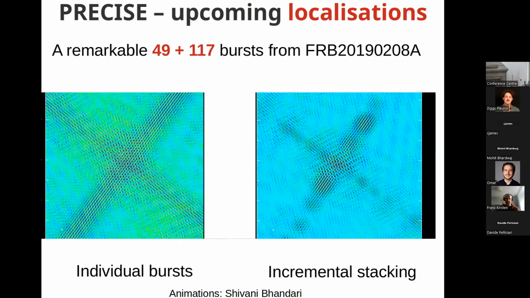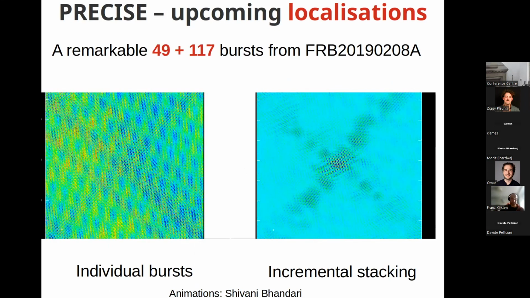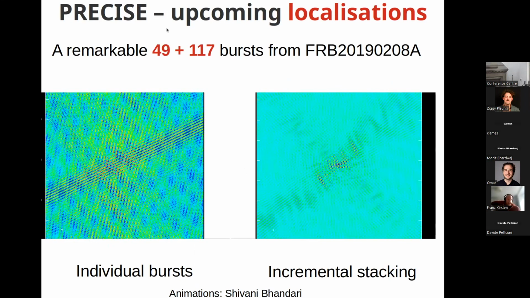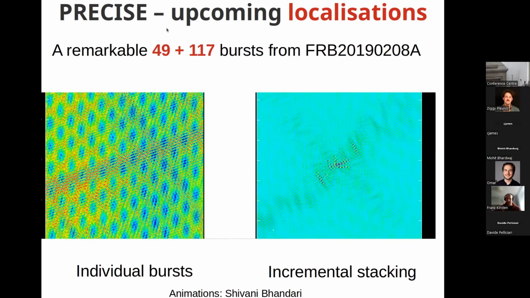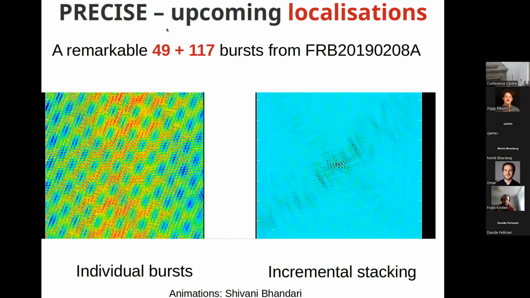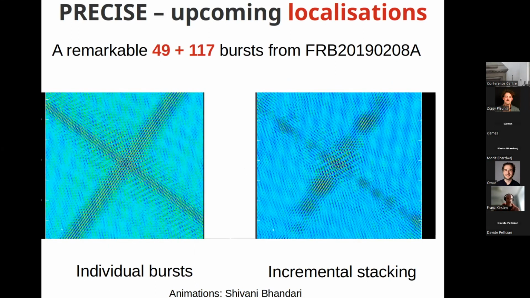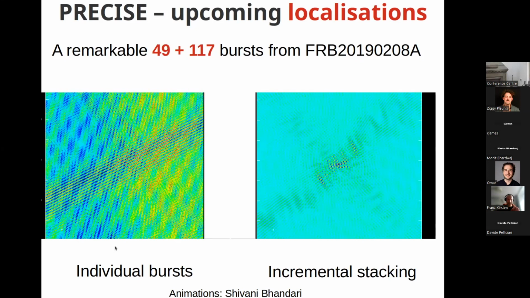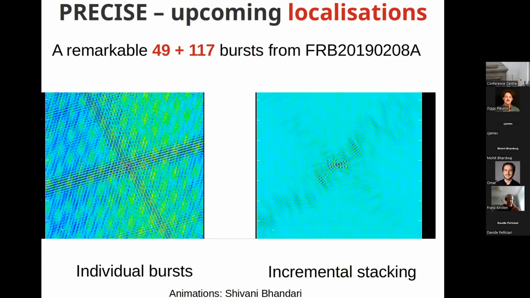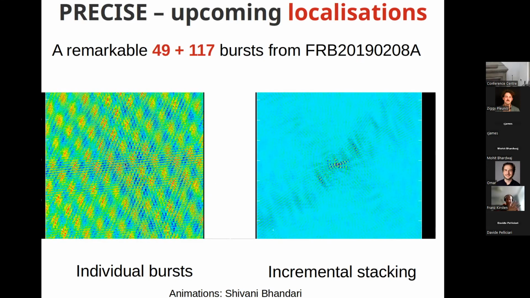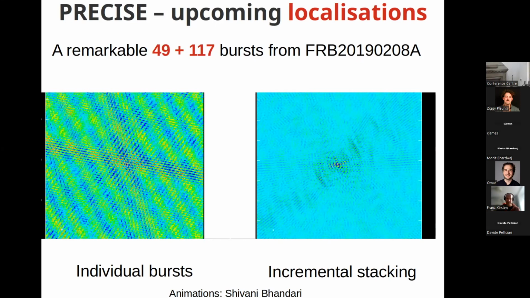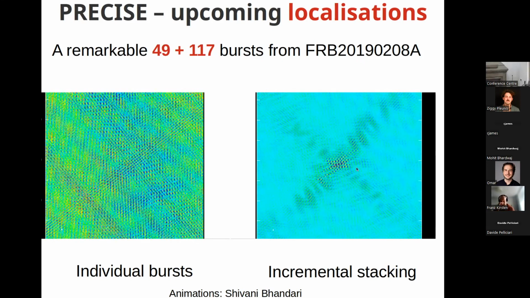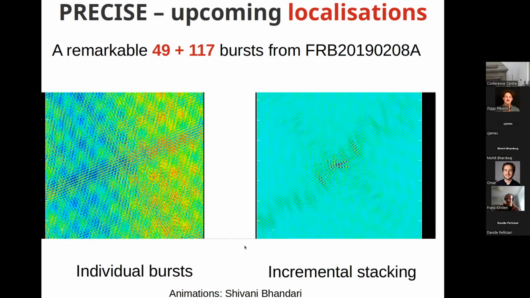Now, the interesting thing with this source, FRB 2019-02-08A, is that it was extremely active earlier this year, and in 2 epochs we detected 49 and 117 bursts respectively. What you see here on the left, I hope this GIF comes through as an animation, is how Earth rotates, because the bursts appeared all throughout the entire observation, and you see this cross pattern rotating while Earth rotates. And on the right, we're incrementally stacking the individual bursts, which helps you get a nice localization.